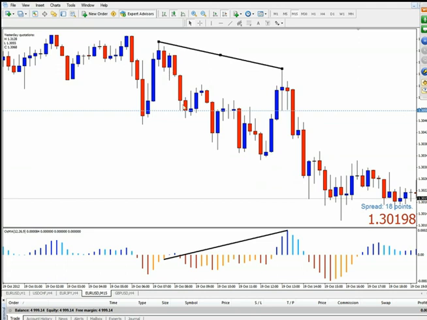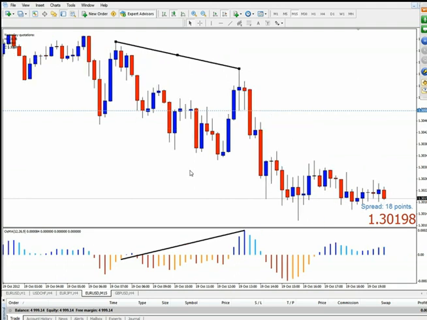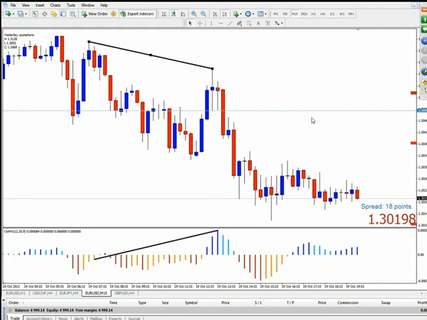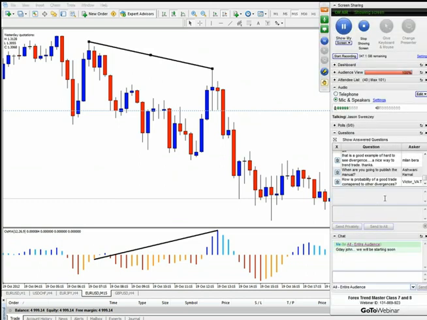Let's see, it's 1, 2, 3, 4, 5, 6, 7, 24 candles. So this is the 15-minute. That's 4 candles to an hour. That was 6 hours you knew in advance for this to set up. And then you just look for it on the indicator, and you look to get short with the trend. And that's basically it. Now let's see if we have any questions.